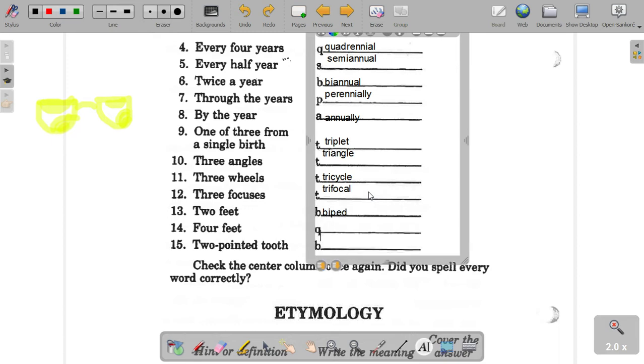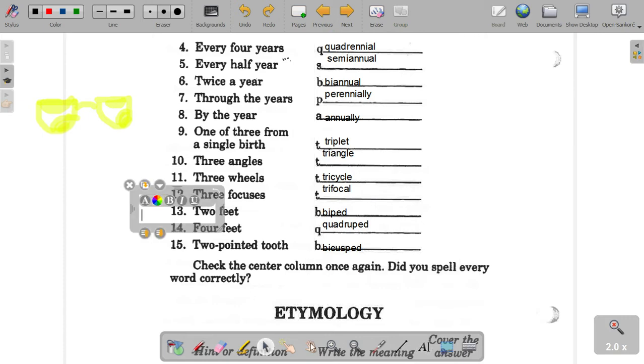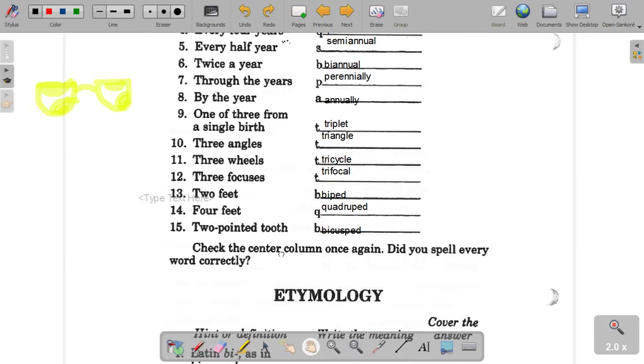2 feet would be what? Biped. 4 feet. Quadruped, good. And then 2 pointed tooth. Bicuspid. Yeah, bicuspid. Good. All right, excellent. The rest of them, let's just do a quick oral review here.